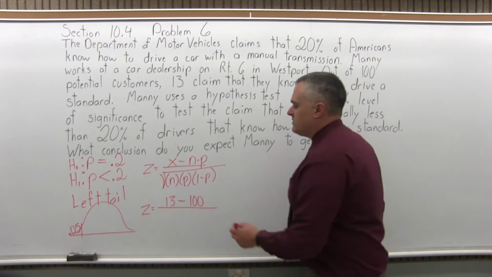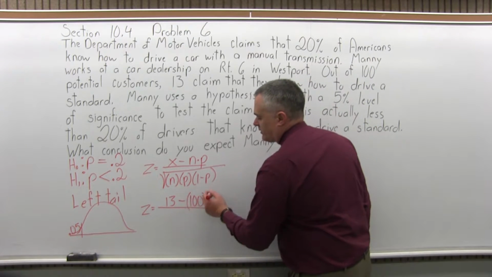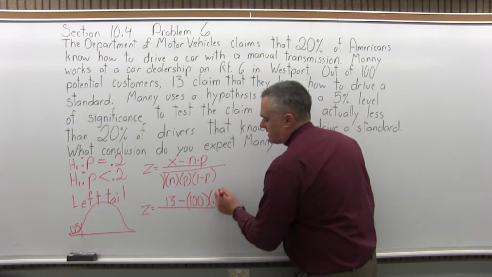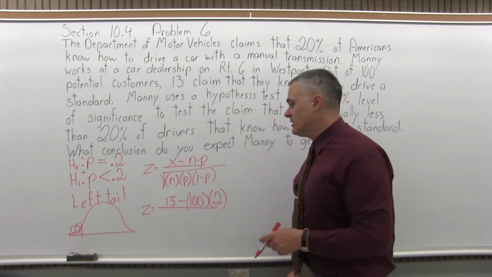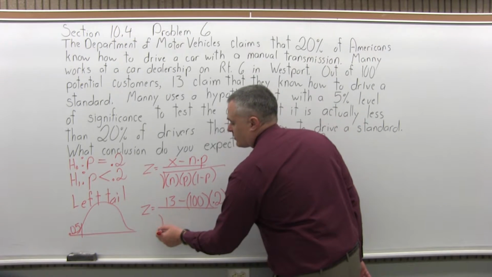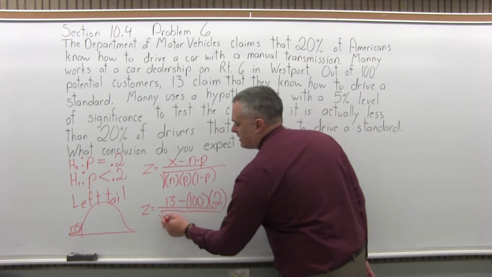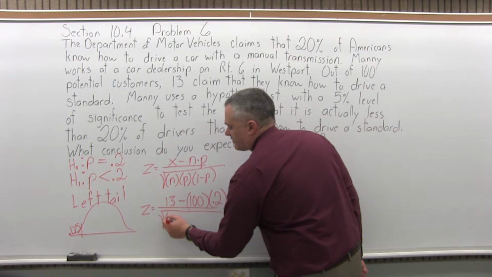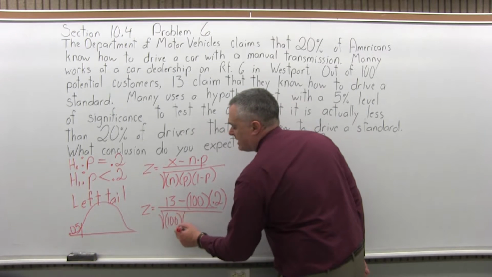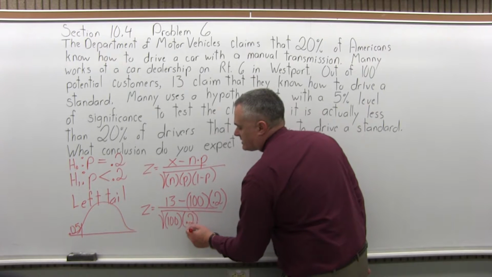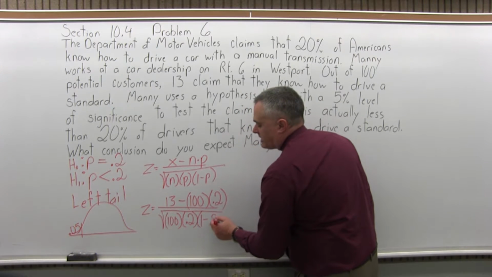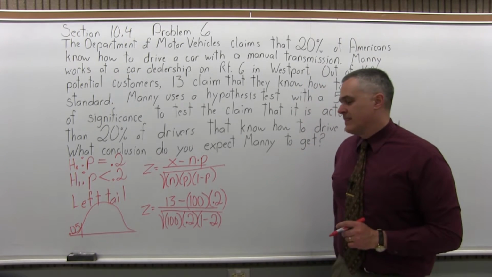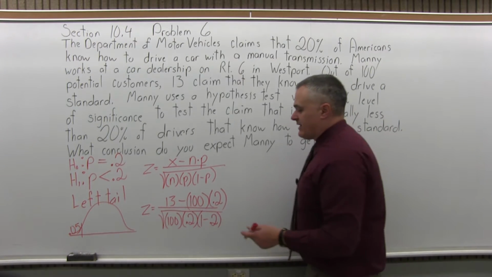And then times p, the percent or proportion that we're testing for. 20%, again, as a decimal, is 0.2, or you could write 0.20. They're equivalent. And then underneath, you have a square root with n, again the size of the sample, 100, times p, the proportion that you're testing for, 0.2, times 1 minus p, which would be 1 minus 0.2. So we can simplify that a little bit.